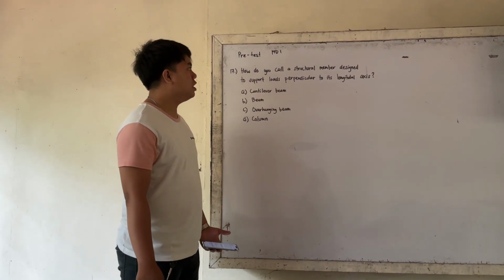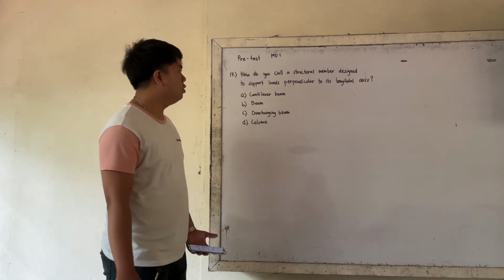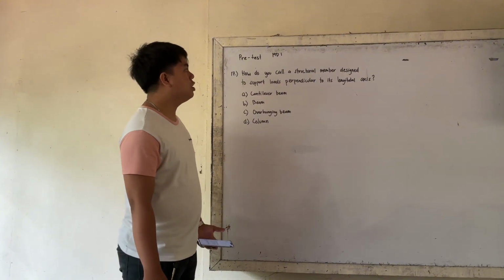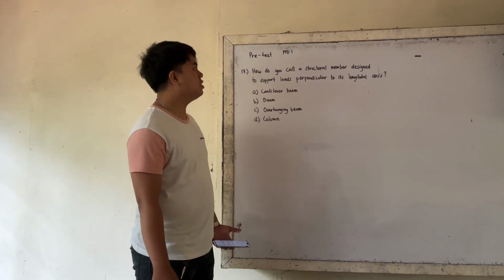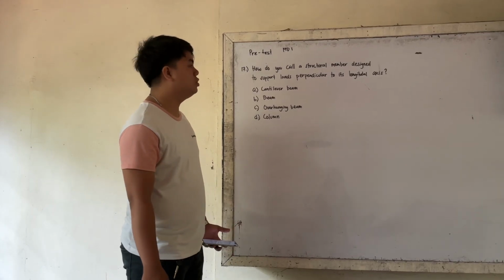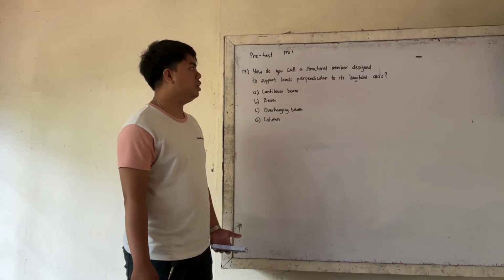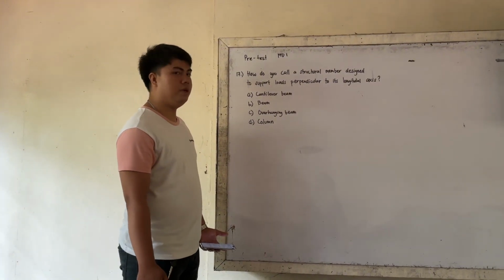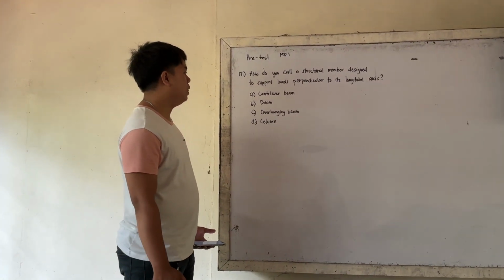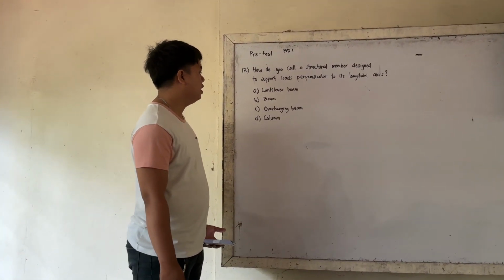How do you call a structural member designed to support loads perpendicular to its longitudinal axis? Again, how do you call a structural member designed to support loads perpendicular to its longitudinal axis? A. Cantilever beam. B. Beam. C. Overhanging beam. D. Columns.